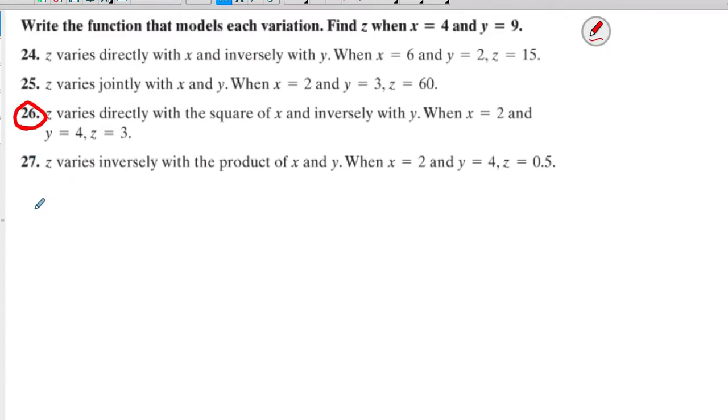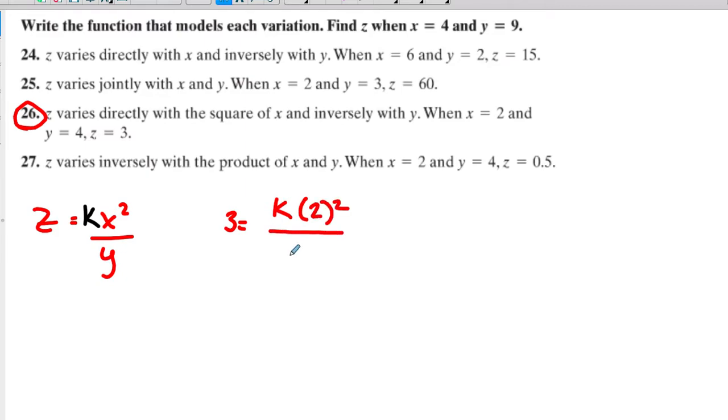Z varies directly with the square of X and inversely with Y. But remember, we have to have that constant of variation, and that's always going to go with your numerator term. Right, so the next thing says when X is 2, Y is 4, Z is 3. They're giving you those so that you can solve that for K. So Z is 3, K is our unknown, X is 2, so 2 squared, and then Y is 4.